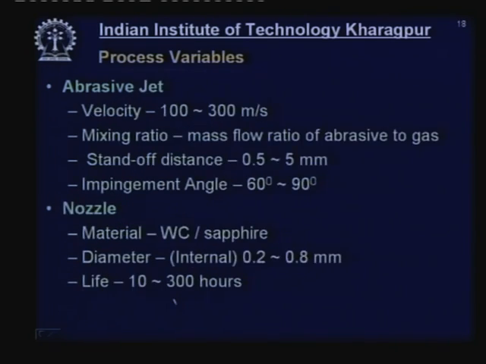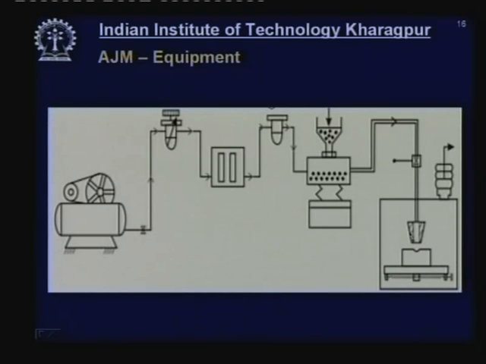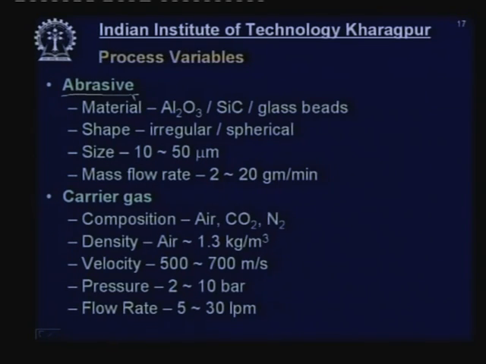What could be the process variables? I require abrasive, so I need to classify it; this would definitely be a major process variable. What would be the material of the abrasive? Generally aluminum oxide and silicon carbide are used. Quite often glass beads are also used.